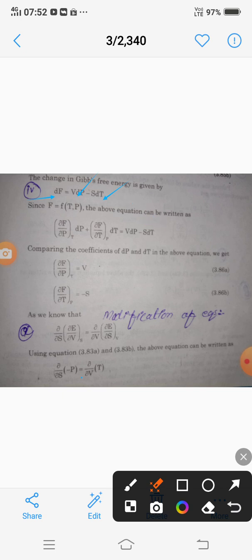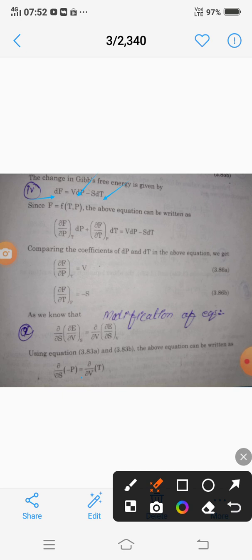So when we take the differential factors, the differential G over differential P at constant temperature is always equal to volume. If we study the change in the Gibbs free energy with the change in temperature at constant pressure, it is equal to minus entropy.